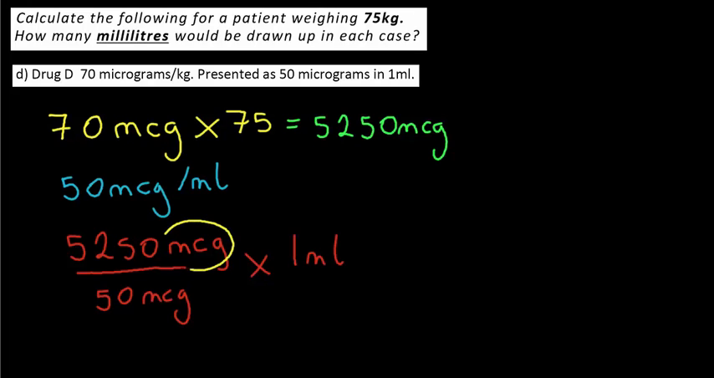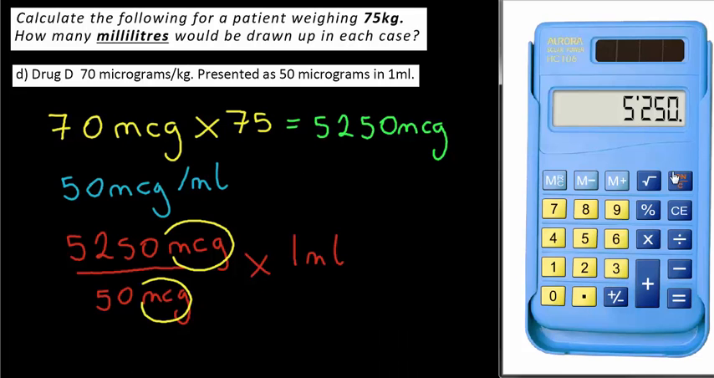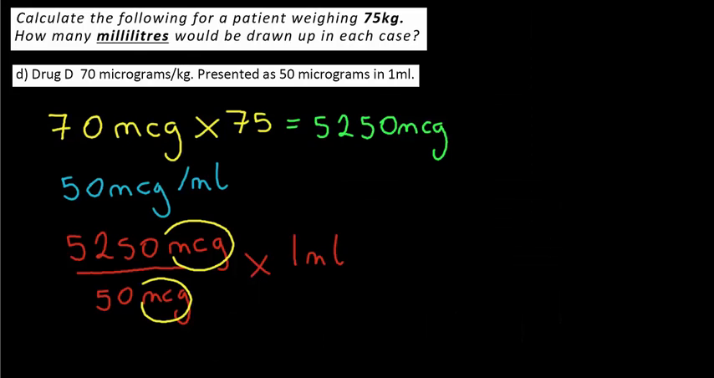Now we're back to good old units of the same top and bottom. In this case they're both micrograms. Pull up the calculator, clear the decks. 5,250 divide by 50 times by 1 equals 105 milliliters. So our final answer is 105 milliliters.